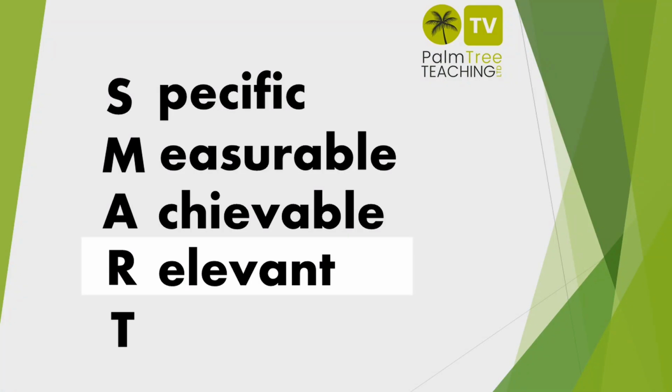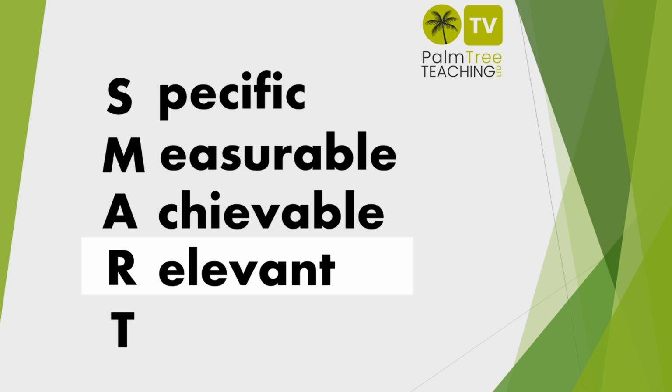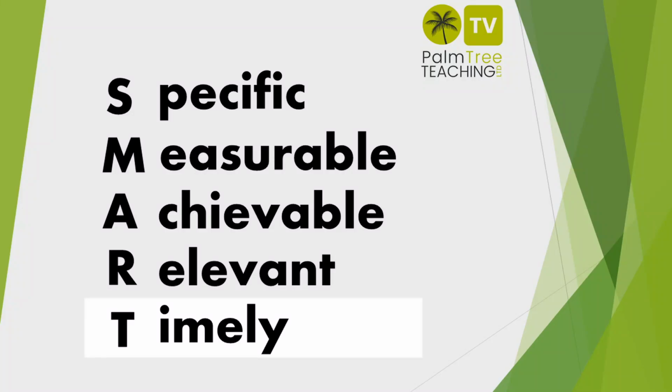So, it's really important to make your goals relevant to your life. Of course, this is also linked to your motivation and the reasons why you want to be fluent. Maybe you wrote on your motivation sheet from the Step 1 video that you want to talk to friends and get to know new people from all over the world on Skype or through social media. So a relevant goal for you would be that you want to get to know people on social media through your English. Okay, number 5, timely.